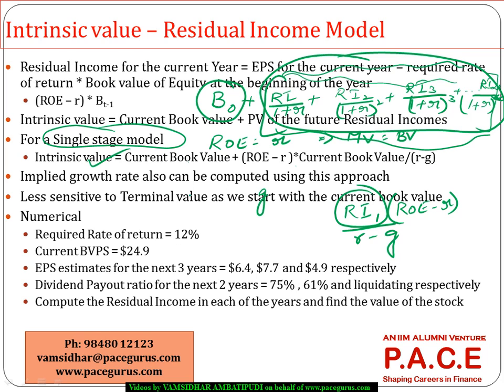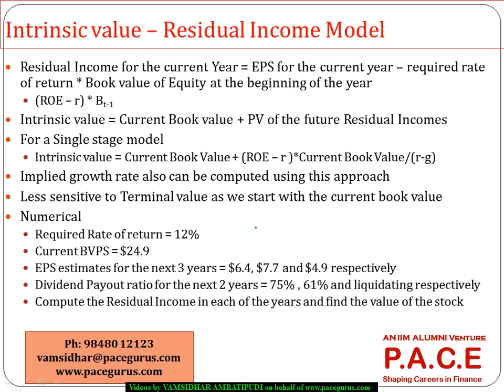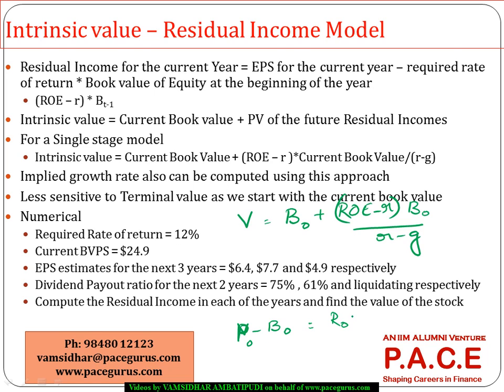Now once I have this kind of a formula, let me simplify it. The value is equal to B naught plus ROE minus R times B naught divided by R minus G. This G is the implied growth rate. So probably I can make it as V minus B naught. In case of V, sometimes we take it as a price also. P naught minus B naught is equal to ROE minus R into B naught divided by R minus G.